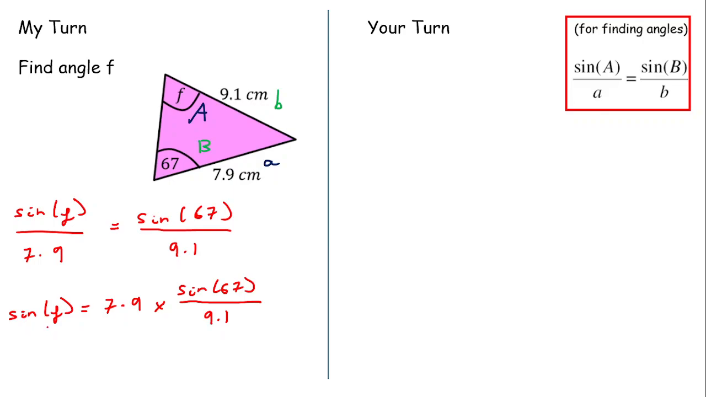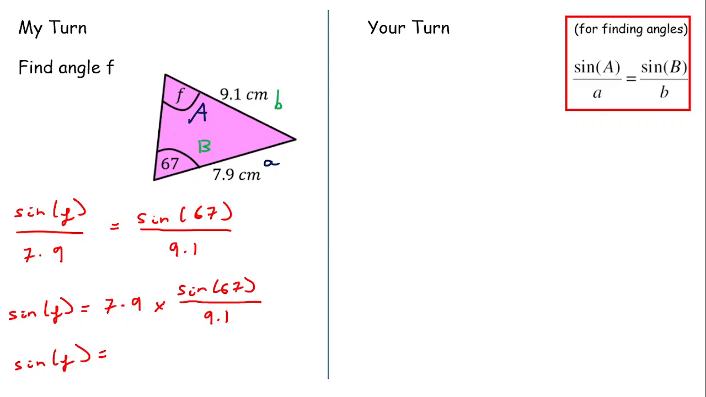And look, I'll do this a bit longer the first time just to make it really clear what's going on. So first of all, let's go and simplify this part over here. I wouldn't normally do this, but to make it really clear what's going on, we can say that sine F is equal to, and then put this bit here, so 7.9 times sine 67 over 9.1 into your calculator really carefully.